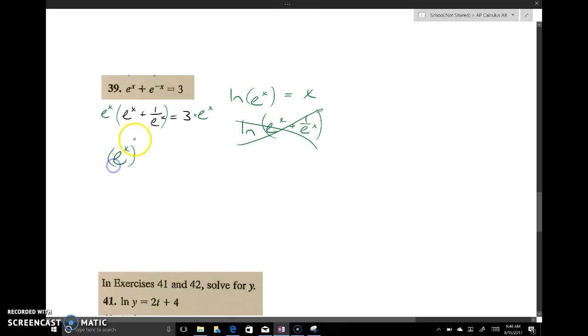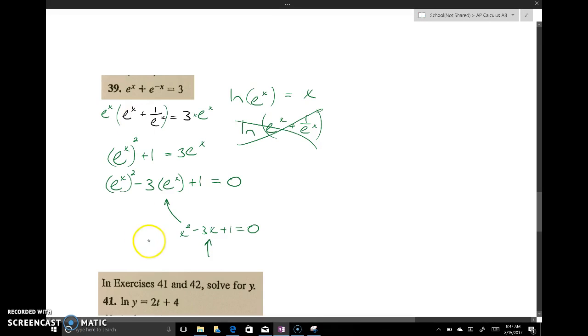So this is going to be e to the x squared plus 1 equals 3e to the x. Then if we keep rewriting it, we've got e to the x squared minus 3e to the x plus 1 equals 0. If we think of this as if it was x squared minus 3x plus 1, that looks like a quadratic, and we could solve it using the quadratic equation.